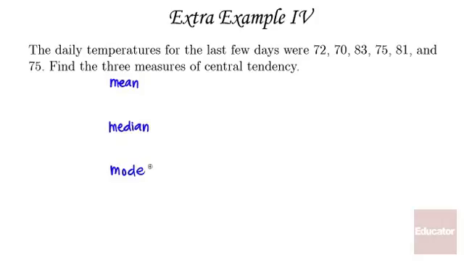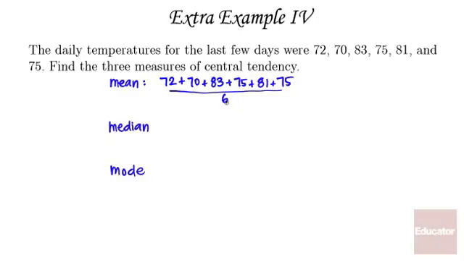So first, mean, we know the keyword for the mean is average. So we have to add up all the numbers and divide it by however many numbers we have. So 72 plus 70 plus 83 plus 75 plus 81 plus 75. I have 1, 2, 3, 4, 5, 6 numbers. So I'm going to divide this sum by 6 because I have 6 numbers.